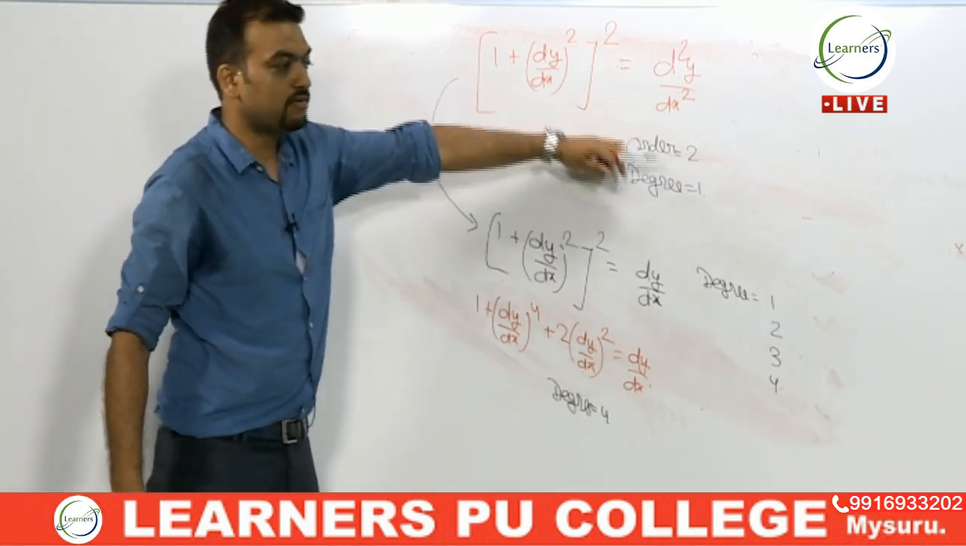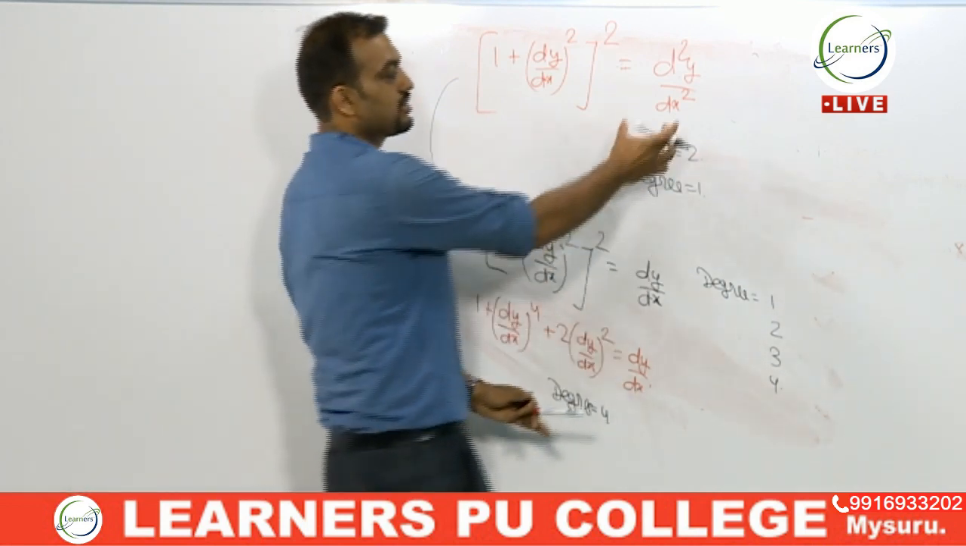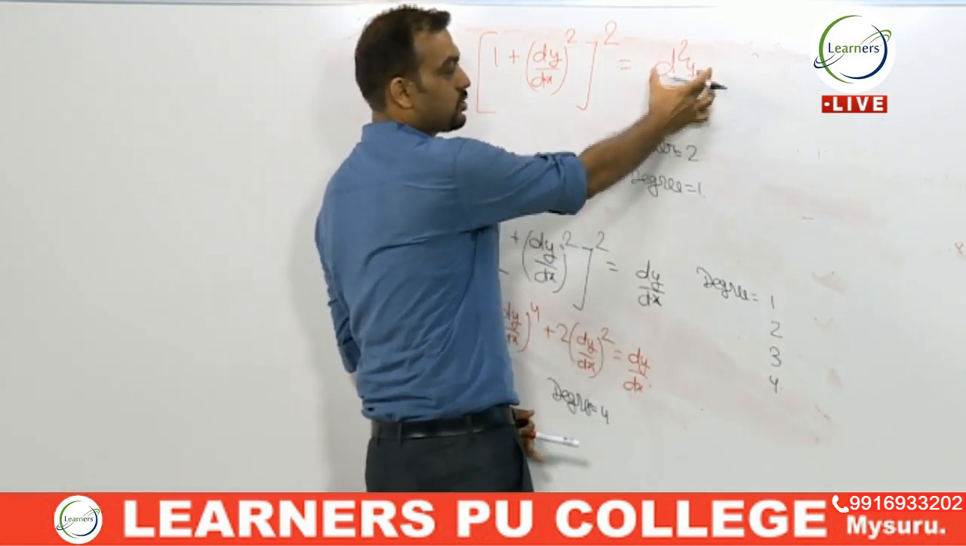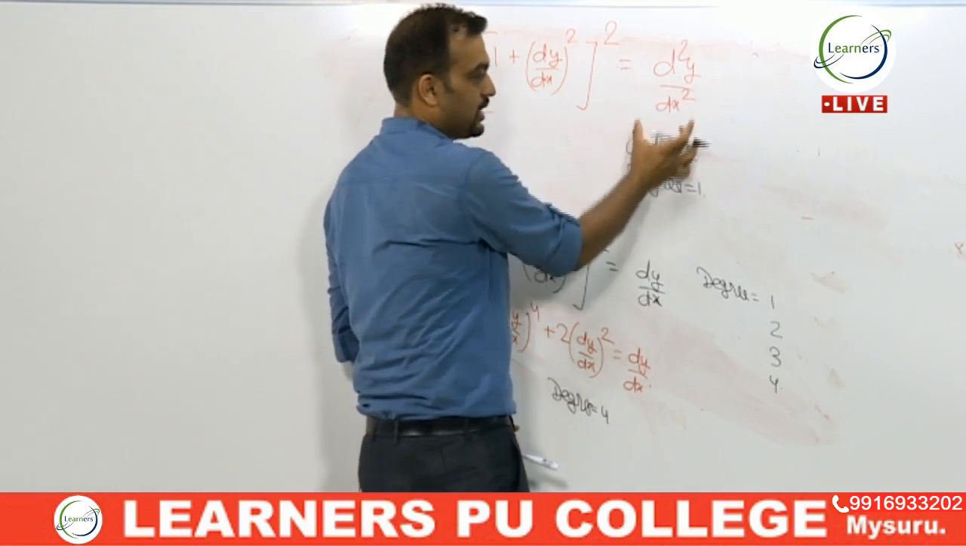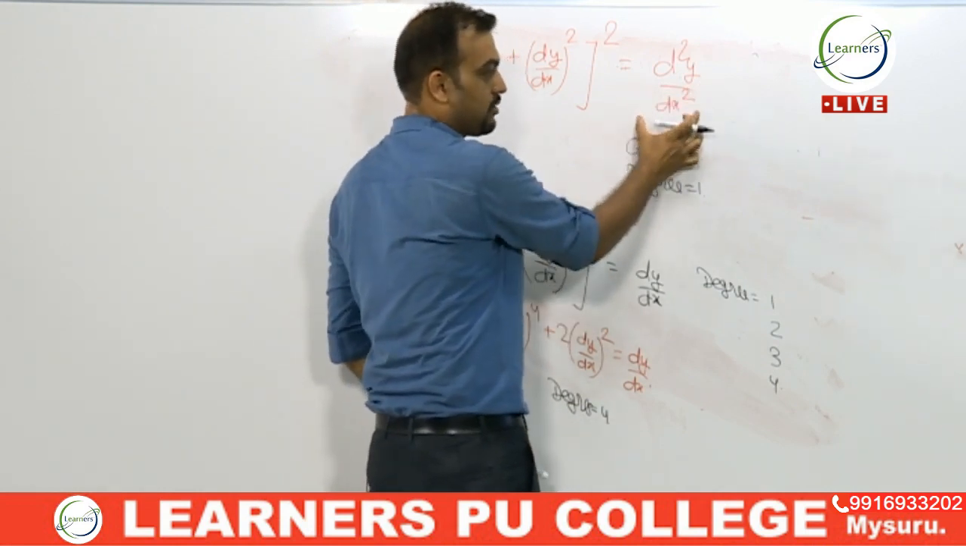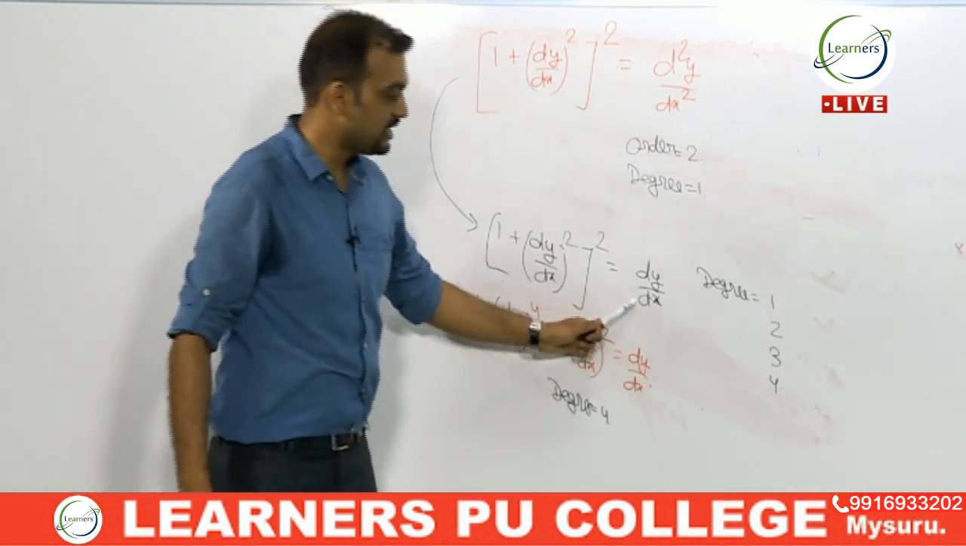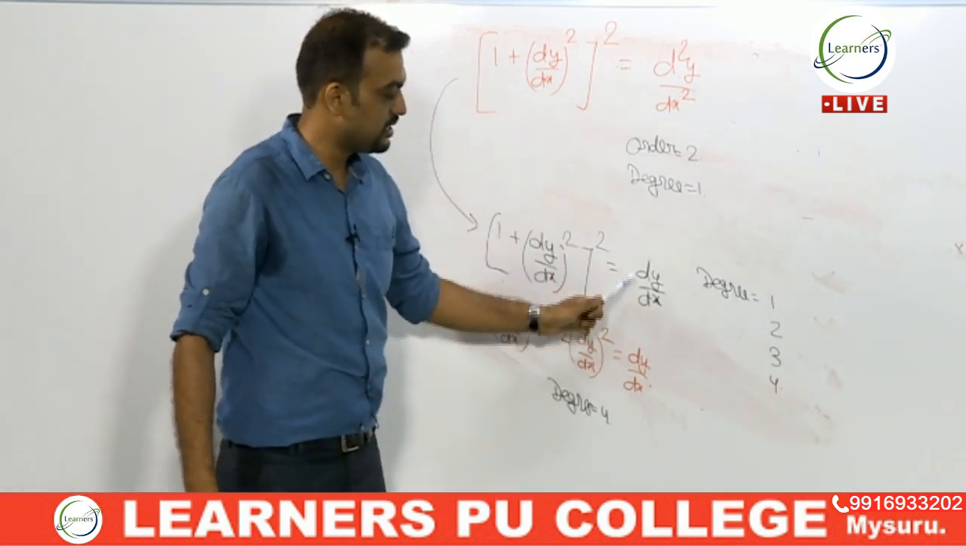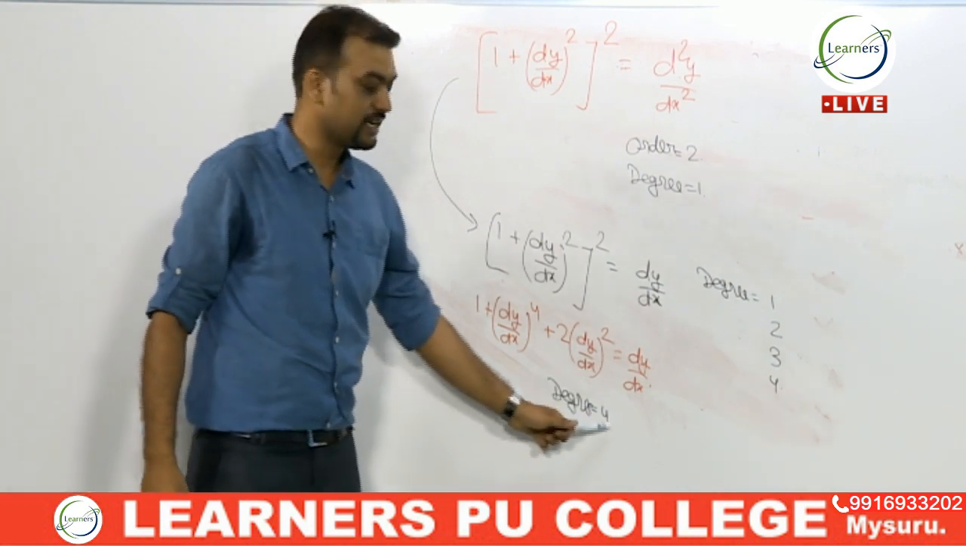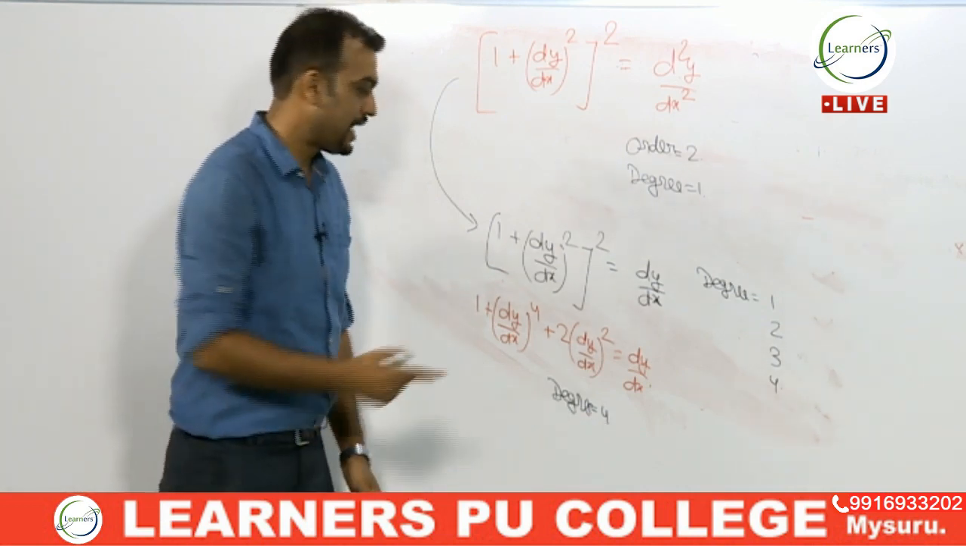For the given problem, degree is 1 definitely, because this is the highest order derivative term. So the highest power of this derivative term is 1, so that's why degree is 1. But when I change the differential equation, I have simply changed it in dy upon dx, so we can say degree here is 4. Okay, why have I changed this problem?